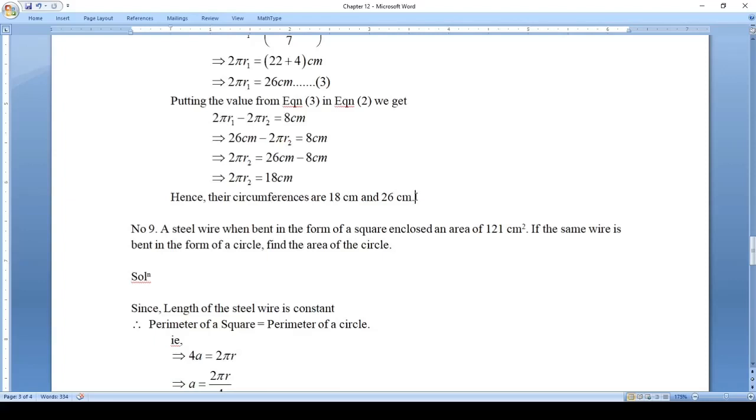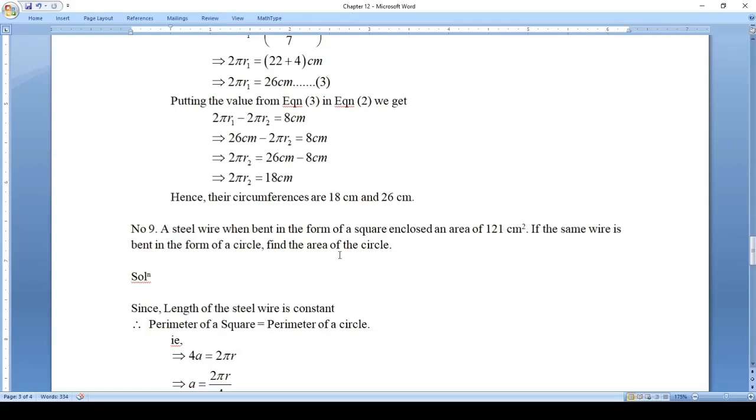Clear? The next one, problem number 9: a steel wire when bent in the form of a square encloses an area of 121 centimeter square, and if the same wire is bent in the form of a circle, find the area of the circle. Okay, now a steel wire is bent to form a square, giving the area of 121 cm square.